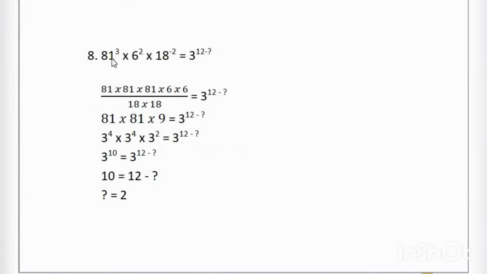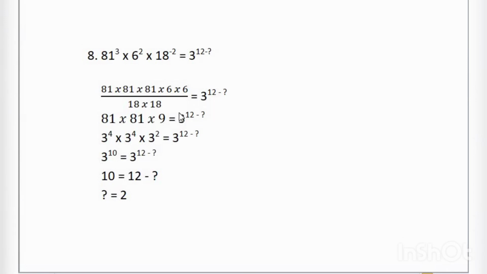Next question, 81 raised to 3 into 6 square into 18 raised to minus 2 equal to 3 raised to 12 minus question mark or 3 raised to 12 minus x. And this 81 cube can be written as 81 into 81 into 81. 6 square can be written as 6 into 6, right? And it is 18 raised to minus 2. That means 18 is in the denominator side because it is raised to minus 2. So divided by 18 into 18 equal to 3 raised to 12 minus question mark. And on simplification we will get the LHS as 81 into 81 into 9, right? Equal to 3 raised to 12 minus question mark.